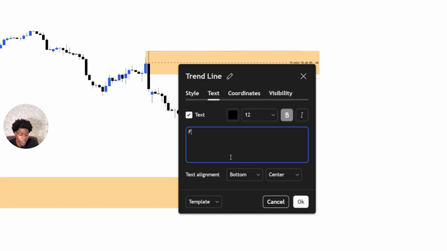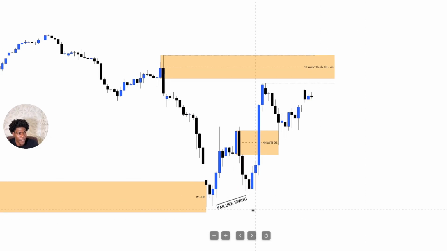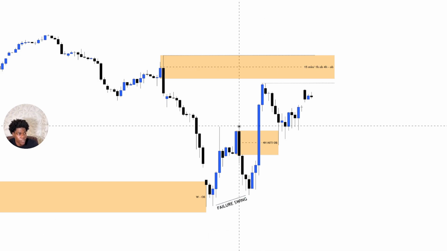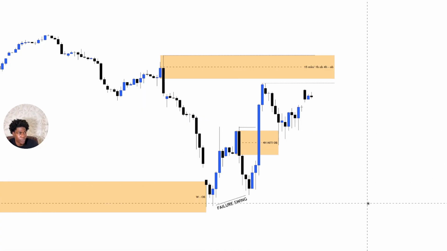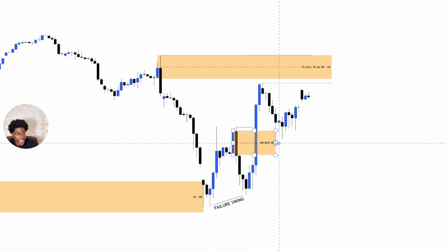If you know this one right here, this is just a failure swing. This right here is set up for our next point, our mitigation block, right? After the failure swing, we see that price rallies higher and gives us a full body breakup structure of this old high right here. Boom. After we get this breaker structure, price gives us this mitigation block.